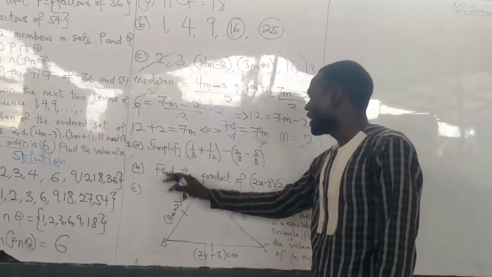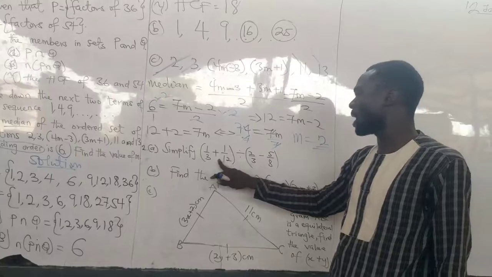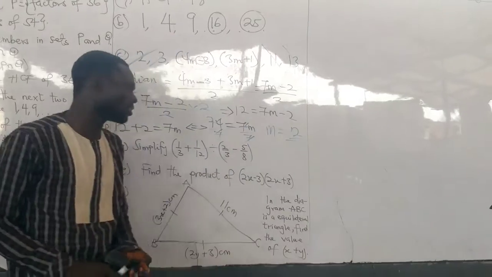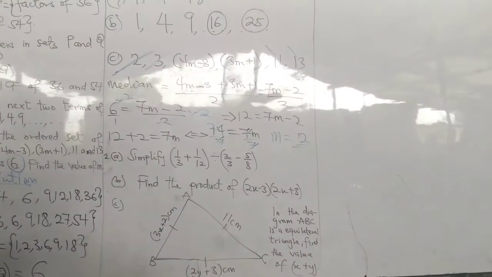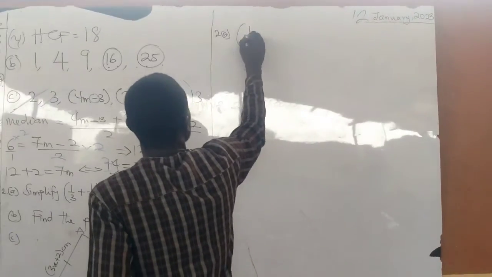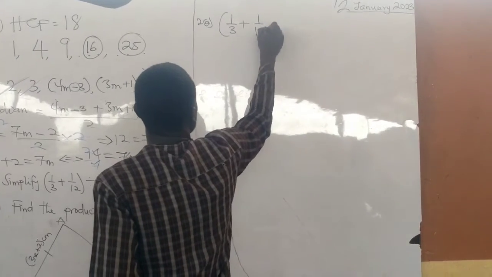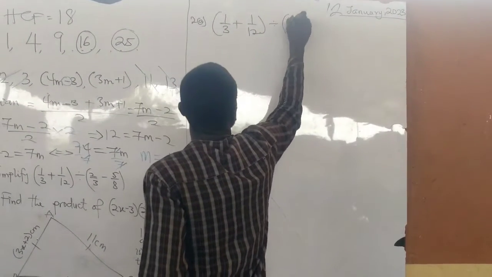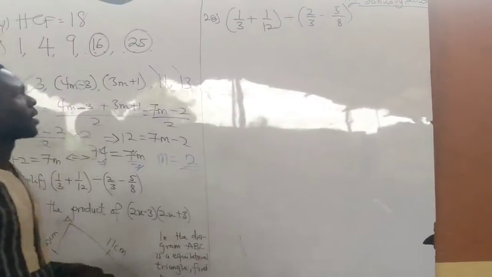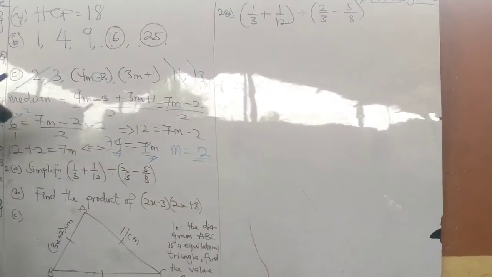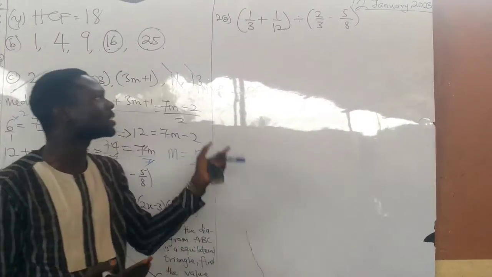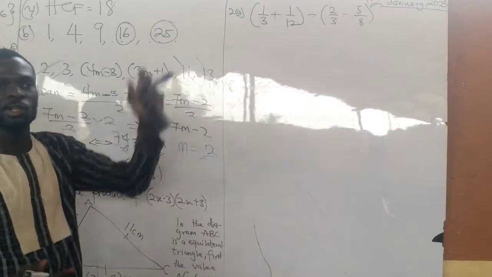Number 2a says, simplify the bracket of 1/3 plus 1 over 12 divided by the bracket of 2/3 minus 5/8. So we have 1 over 3 plus 1 over 12 divided by 2 over 3 minus 5 over 8. Simplify. Now applying the idea of BODMAS, bracket first, and of course you can see that all the numbers are in brackets. So let's deal with the brackets.